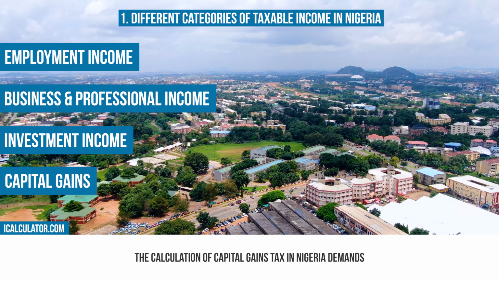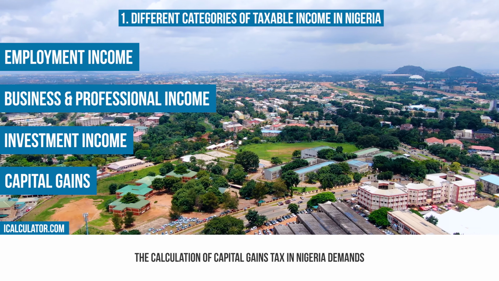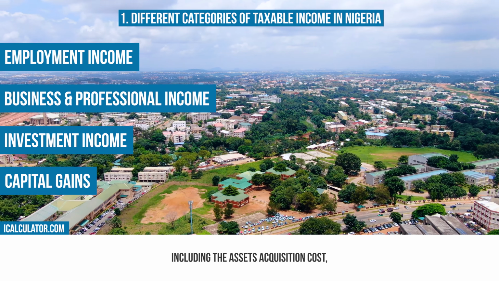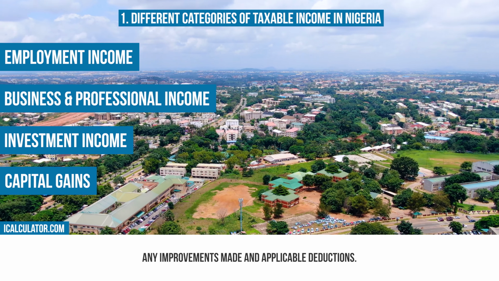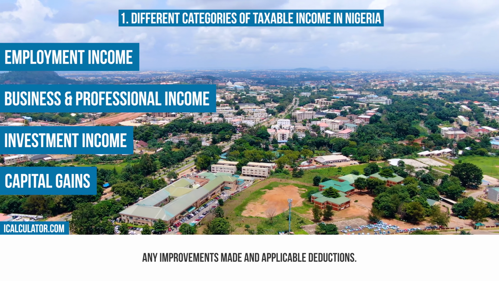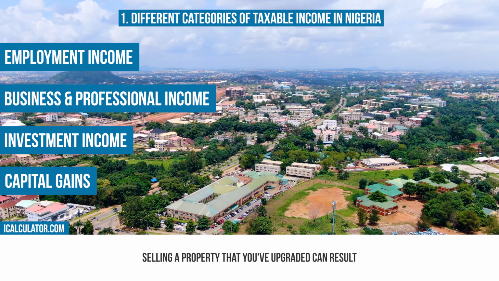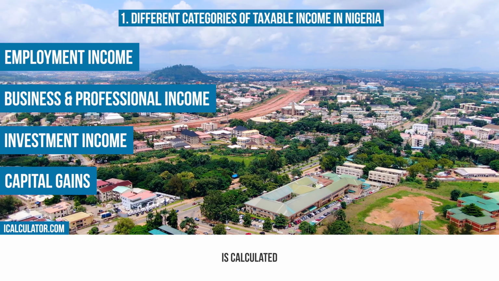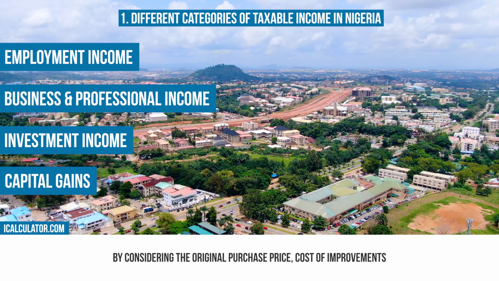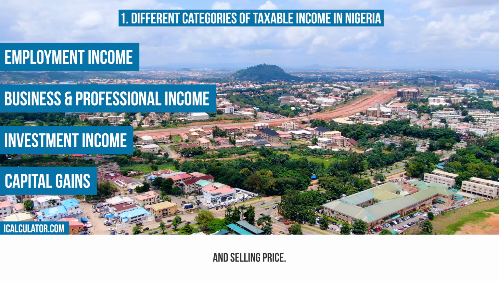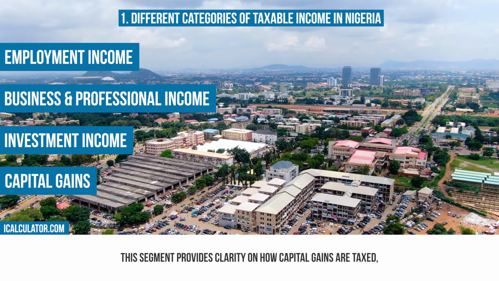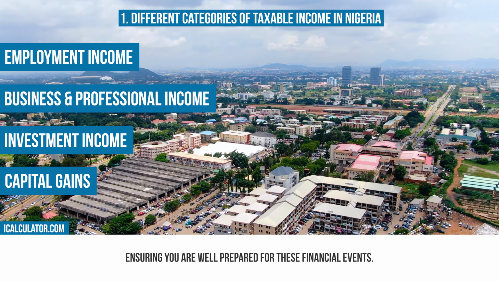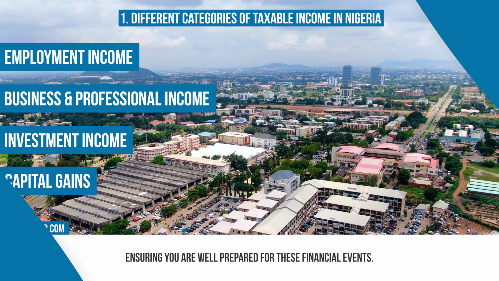The calculation of capital gains tax in Nigeria demands a thorough understanding of several factors, including the asset's acquisition cost, any improvements made, and applicable deductions. For instance, selling a property that you've upgraded can result in a capital gain, on which tax is calculated by considering the original purchase price, cost of improvements, and selling price. This segment provides clarity on how capital gains are taxed, ensuring you are well prepared for these financial events.